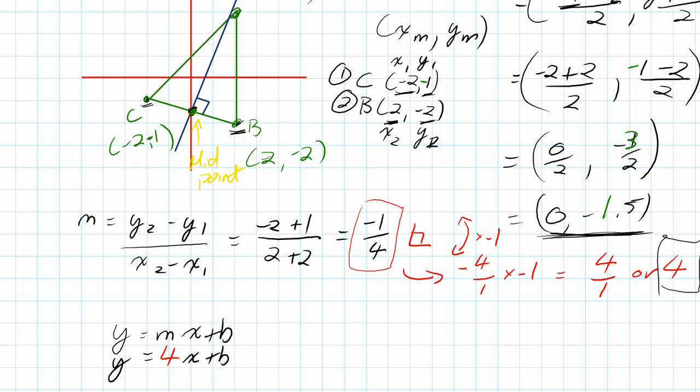But let's say we didn't. Or let's say this wasn't a y-intercept. How would we go about finding b? Well, this midpoint is on the line. We can sub that in for both the y and the x value. And we can isolate for b. So that's what we're going to do here.